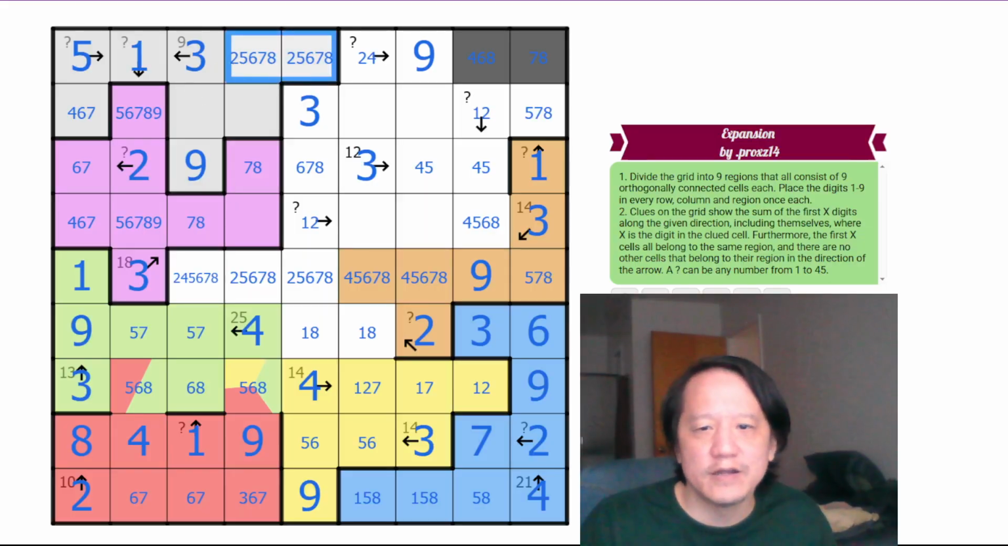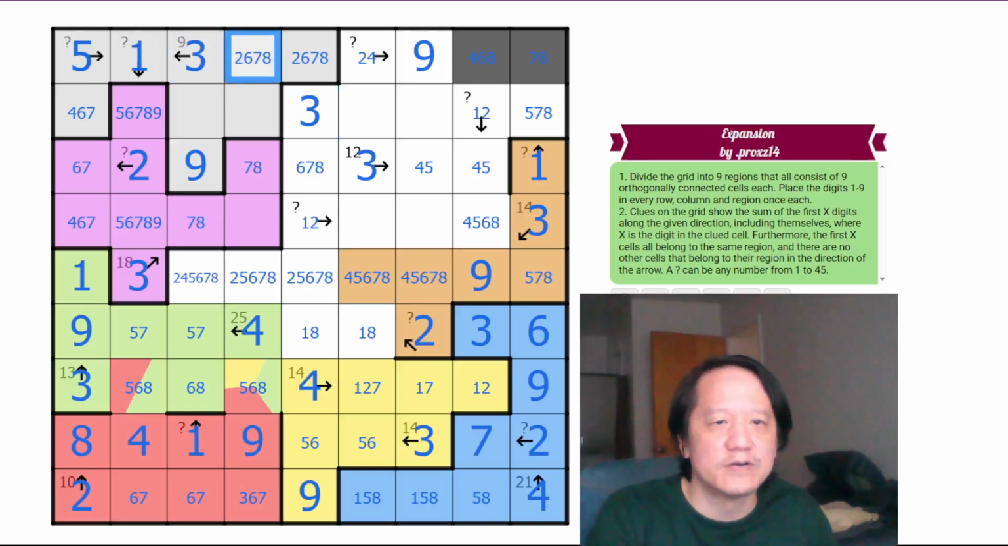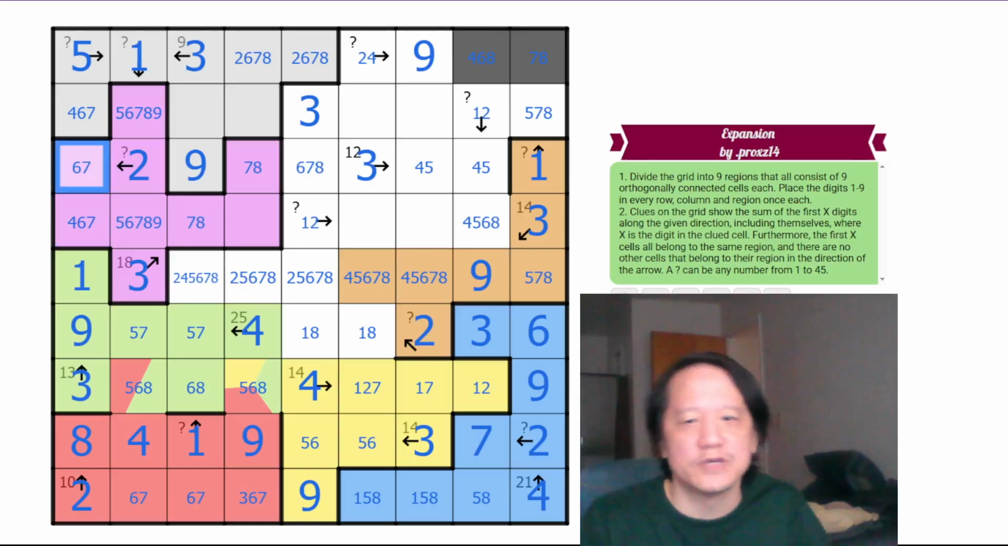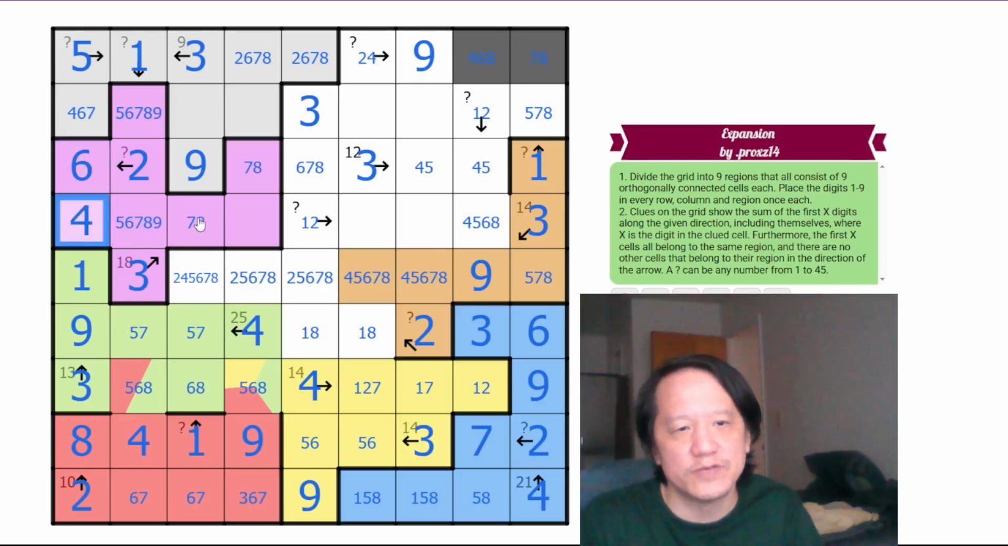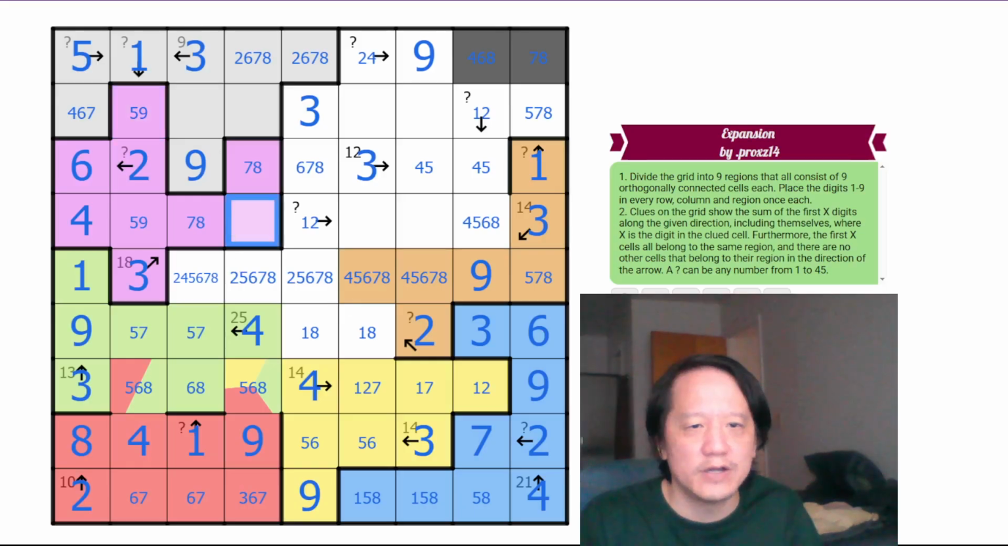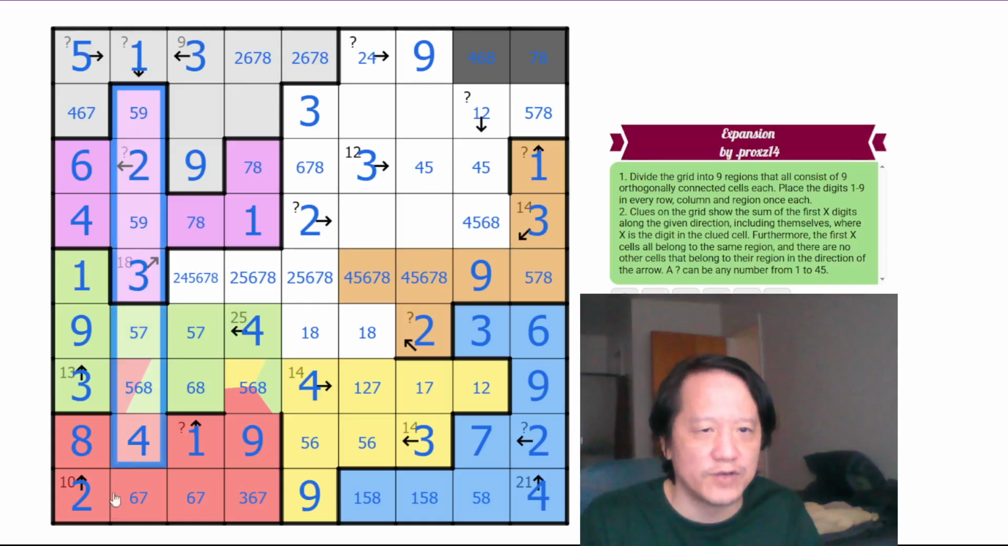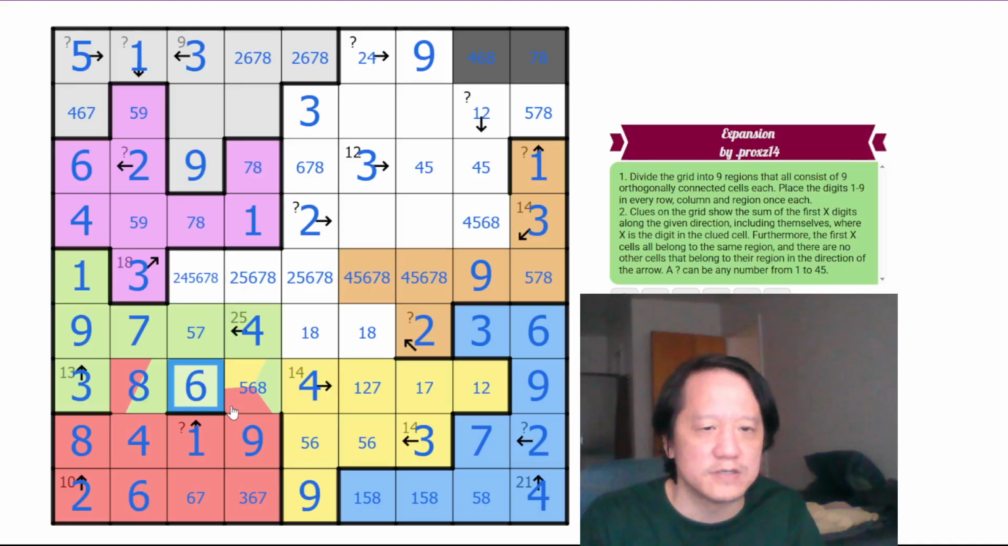No more. How did I have 5 there? No 5 there. 2, 6, 7, 2, 4, 6, 7, 8, 9. 7 and 8 eliminate 7 and 8 in the rest of the pink region, so no 7 there. It's 6, no 4, 6 or 7 there, it's 4. So no 6, 7, 8 here, it's 5, 9 as a pair. That leaves this as a 1, so this can't be 1 there, it's 2. 5, 9 is a pair, eliminates 5, 9 in the rest of the column. So no 5 there, it's 7. No 7 there, it's 6. No 5 or 6 there, it's 8, which makes that 6.